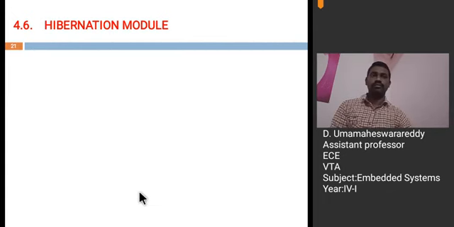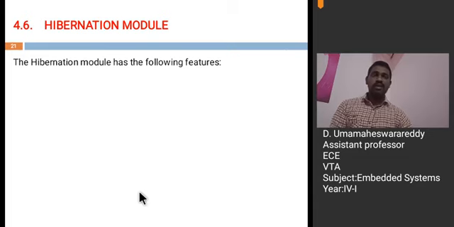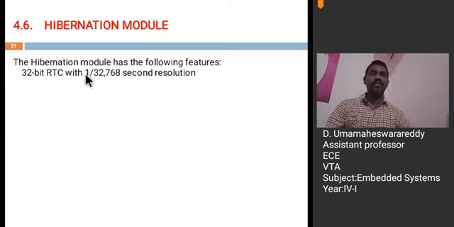Next, let us see some features of the hibernation module. What are the features of the hibernation module? What are the characteristics that the hibernation module has? The first feature is it has a 32-bit RTC. RTC means real-time clock. A 32-bit programmable RTC is present in the hibernation module so that we can generate delays or timing interrupts.